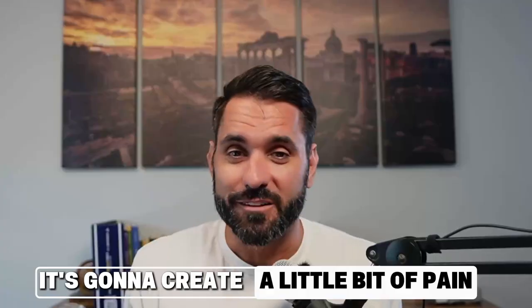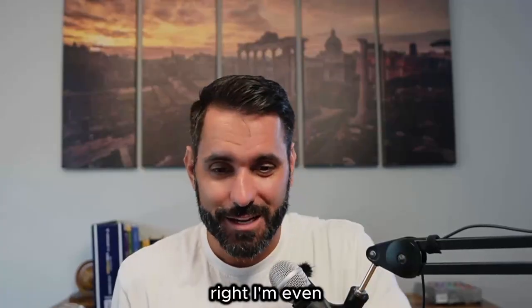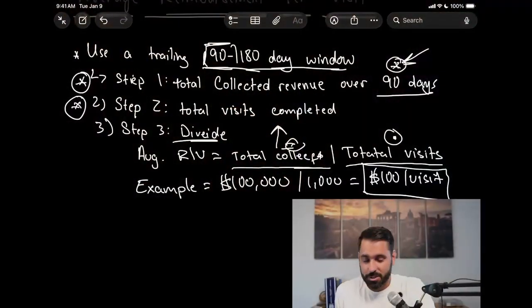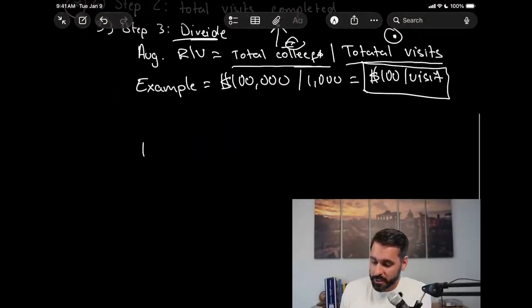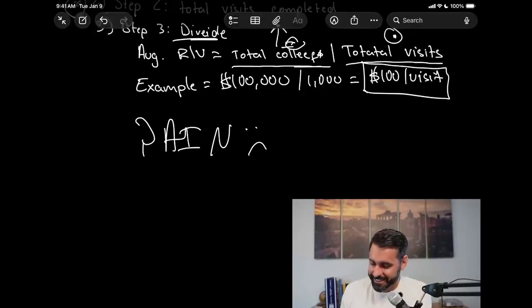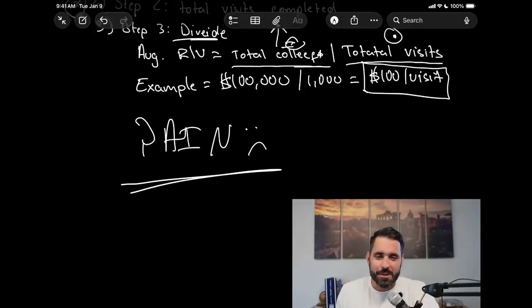And ultimately, it's going to create a little bit of pain, sadness. Well, they say, what is it? You won't change until the pain of change is less than the pain of staying the same, right?